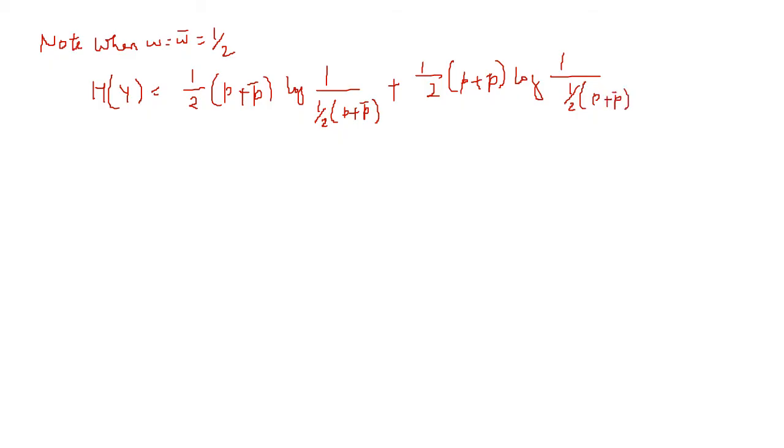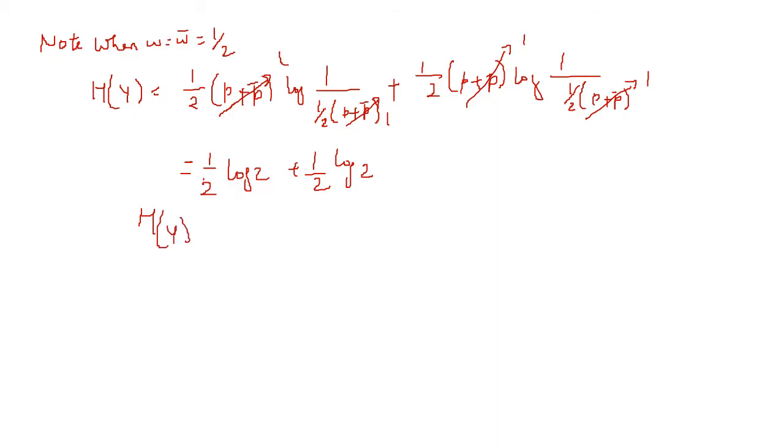So after substitution, we know that P plus P bar is equal to 1. So this term P plus P bar will be equal to 1. So we are going to get it as equal to half into log 2 plus half into log 2, and H(y) will be equal to 1.